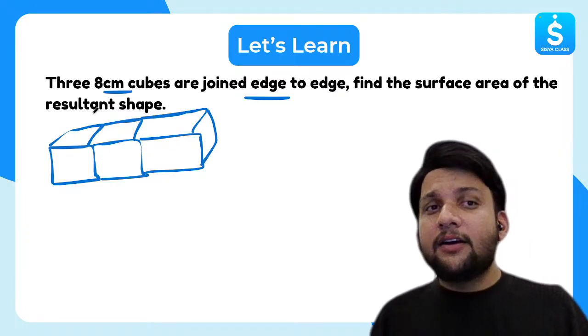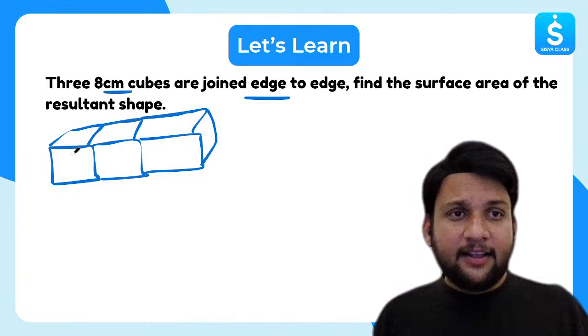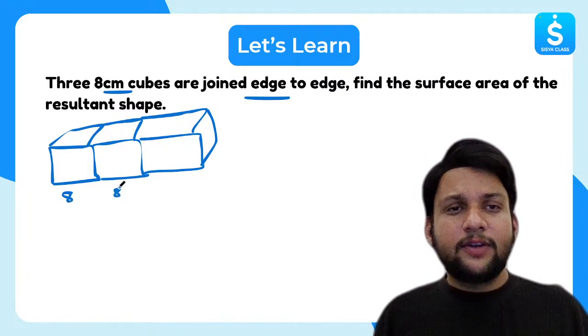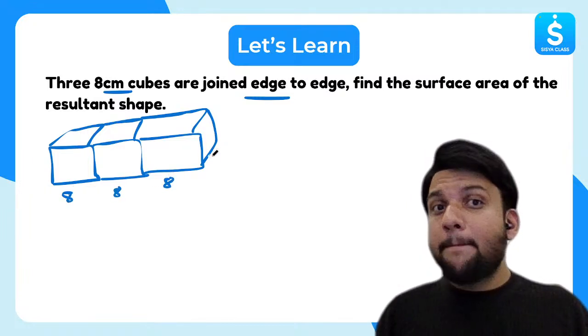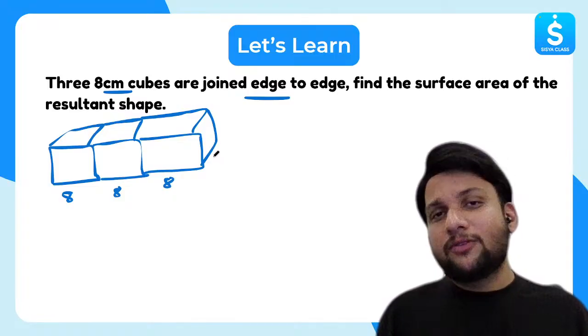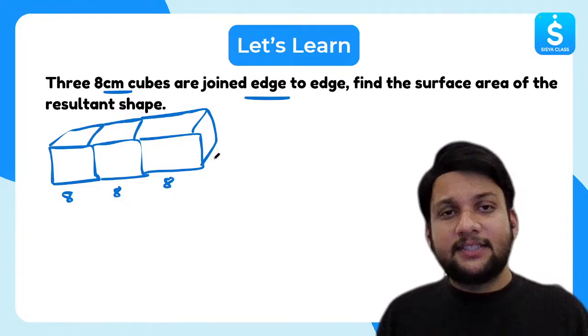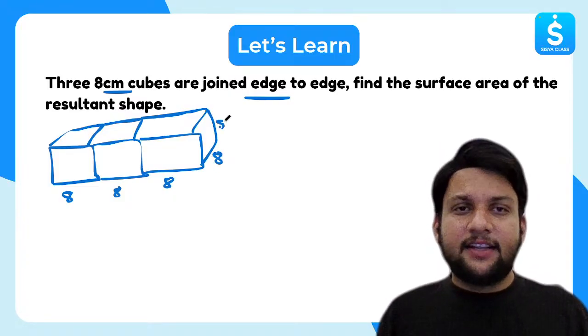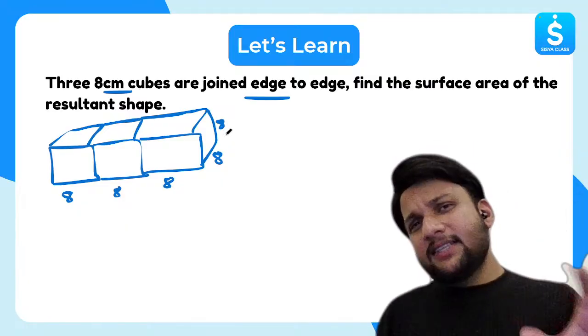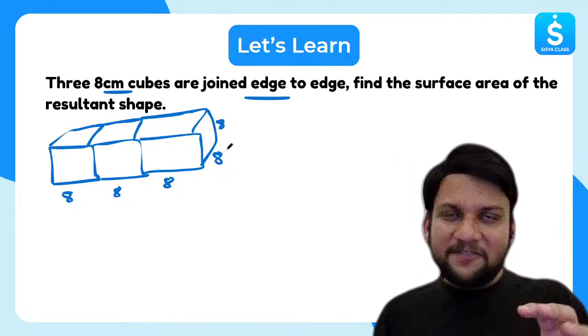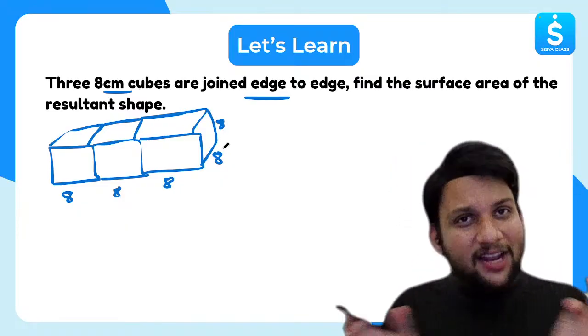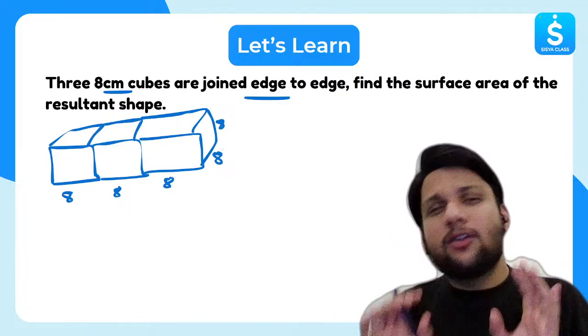What is the length? What is the side? 8. That means this is 8, this is also 8, this is also 8. If I consider the breadth of the cube, same 8. For a cube, length, breadth, and height are all the same side. So this is 8, this is 8. Now, can you tell me what is this figure? This figure is a cuboid, right? So if I join two or more cubes, I will always get a cuboid.